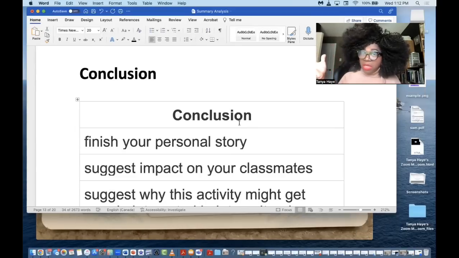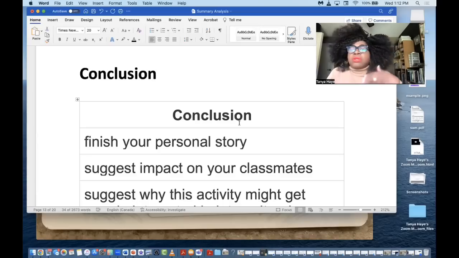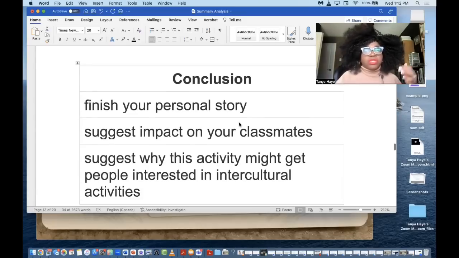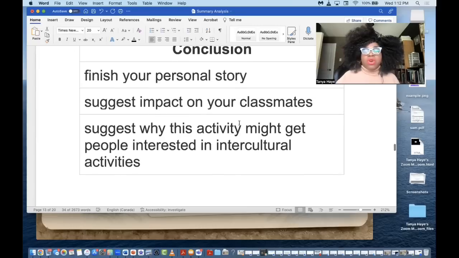Now, for the conclusion, there are different strategies that you can use. I did another video where I looked at more serious conclusions, like making a prediction or doing a call for action. Those are possible. But for the summary analysis, if you want to go a little bit lighter, and that's okay, you could choose some of these. You could either finish with a personal story, or if you started a personal story in your introduction, you could end it now, or you could suggest the impact on your classmates, or you could suggest why the activity might get people interested in intercultural activities.